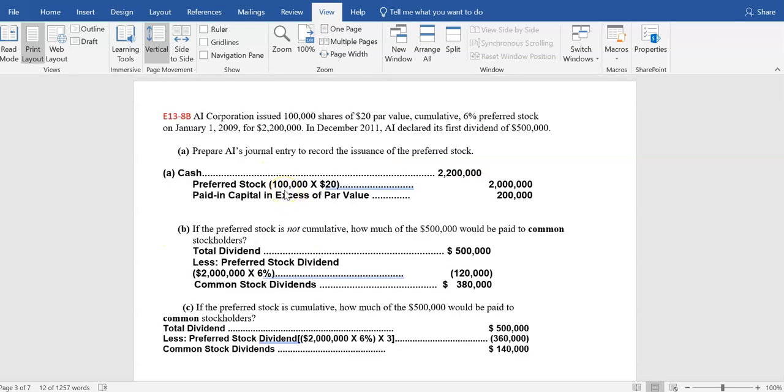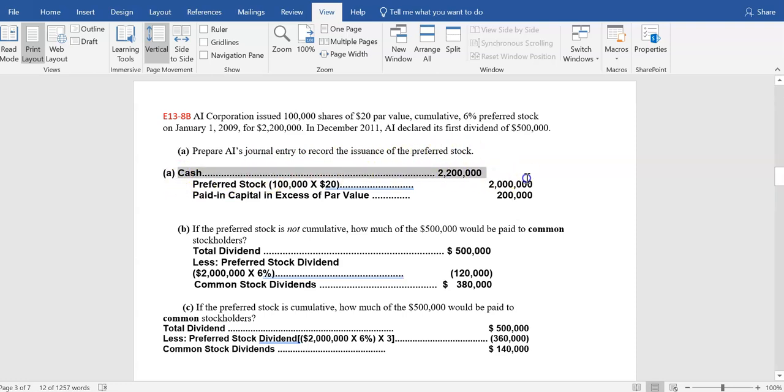Okay, let's take a look at this problem. AI Corporation issued 100,000 shares of $20 par value, cumulative 6% preferred stock on January 1st. They sold it for $2,200,000. Then in December, the company declared its first dividend of $500,000. We are going to prepare the journal entry to record the issuance of the preferred stock.